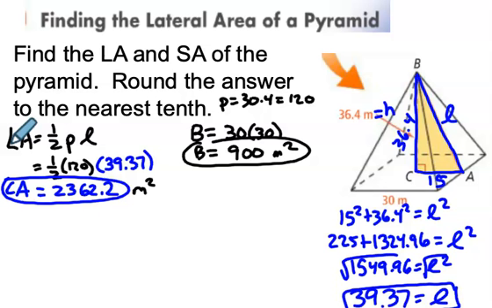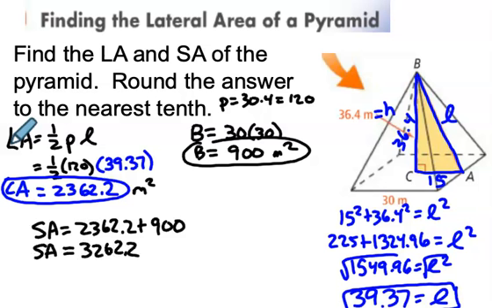Then if I want to get the surface area, I'm just going to add those together. 2362.2 plus 900. We're already in nearest tenth, so we're in great shape. 3262.2 square meters. And that's going to be it. So if you have the wrong height, the way to fix it is use the Pythagorean theorem. Find that slanted height, which is always going to be your hypotenuse.